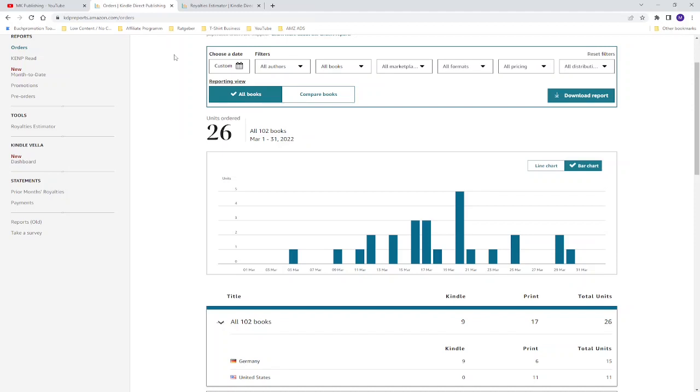good amount of money. So as you can see, the lowest amount of units I sold in March was 0 units and the highest amount I sold was 5 units. So compared to the month before, we increased our sales a little bit over 400%.